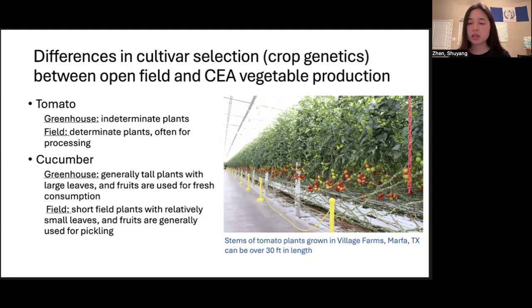And similarly, greenhouse cucumber varieties generally grow taller with larger leaves, and the fruits are used for fresh consumption. By contrast, field cucumbers are shorter with smaller leaves, and the fruits are generally used for pickling. And the different varieties also mean they oftentimes vary in nutritional profiles.